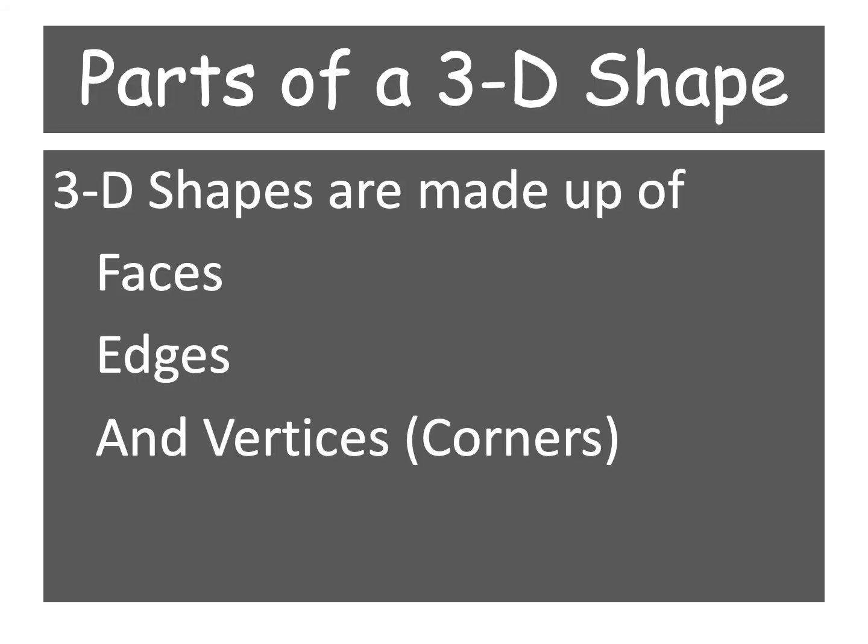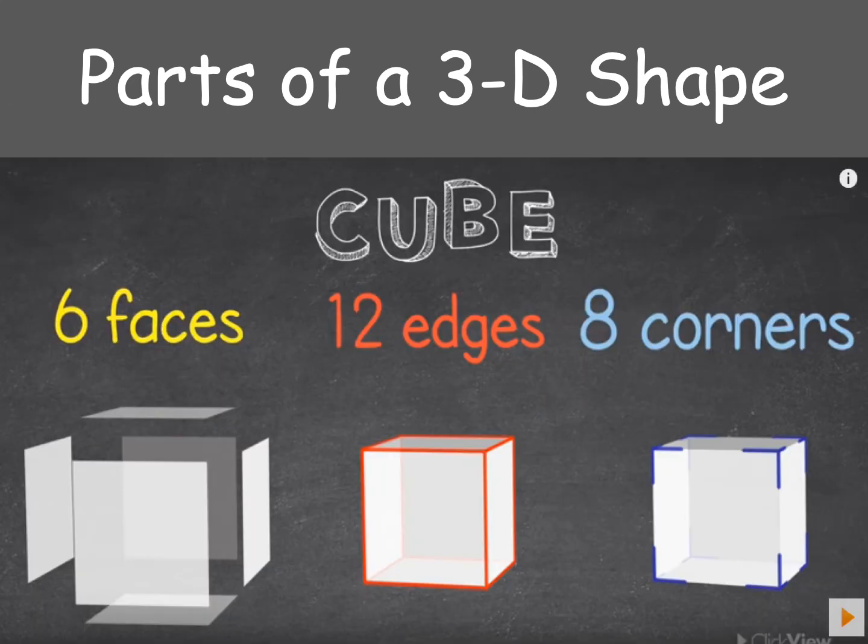There are parts of 3D shapes. 3D polyhedrons are made up of faces, edges, and vertices. The parts of a 3D shape can be seen here on this cube. If you notice, a cube has 6 square faces. The edges are the lines along the edge of the cube. There are 12 edges and 8 corners. Another name for corners is vertices.